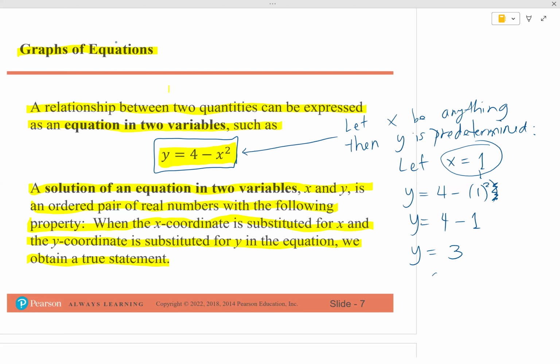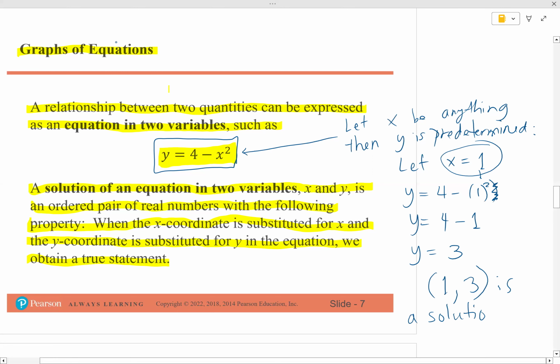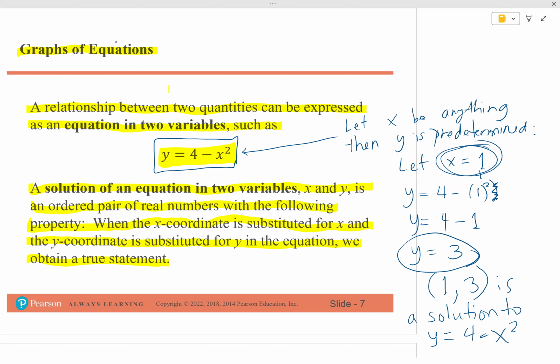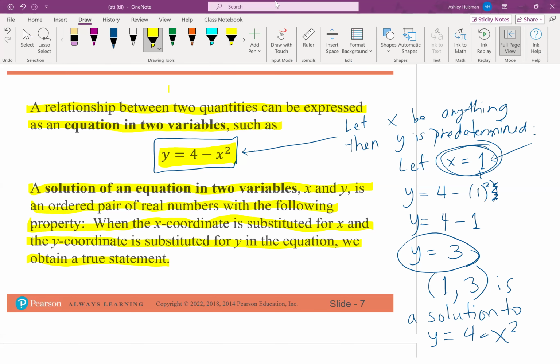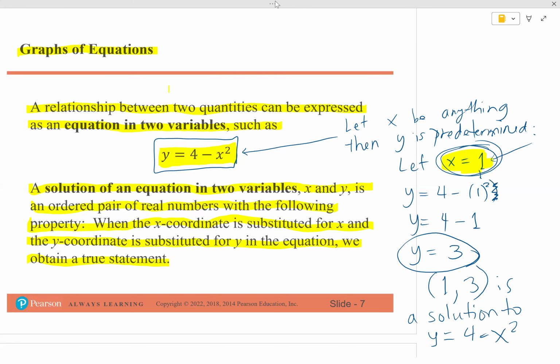So there's an ordered pair that is a solution to that equation y = 4 minus x squared. Because if you substitute y = 3 and x = 1, you're going to get a true statement. It's going to say 3 = 3. And that value that I chose, x = 1, wasn't really special. I'm just a boring person and I picked boring answers. You could have put 0, you could have put a negative number, you could have put a fraction, and there would always be a y value associated with it.